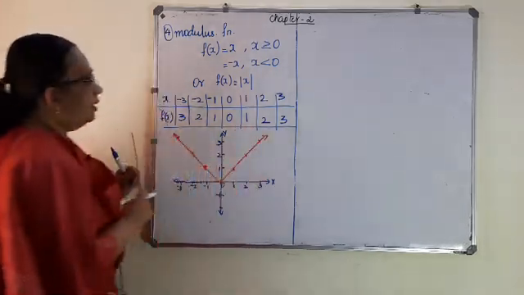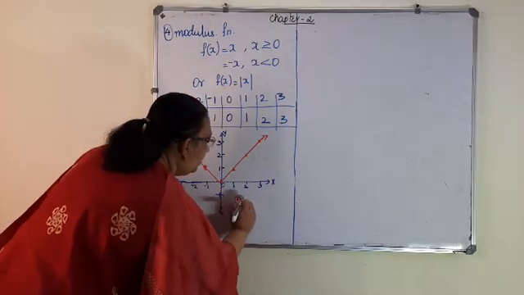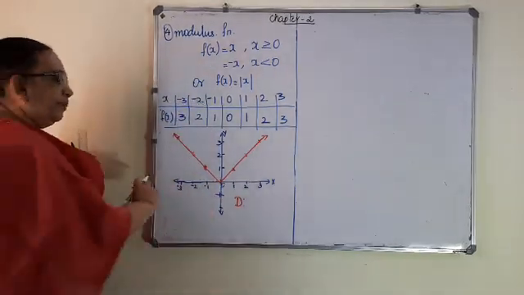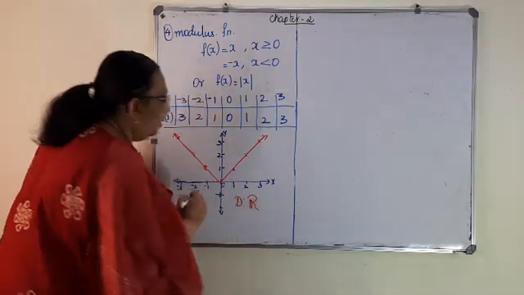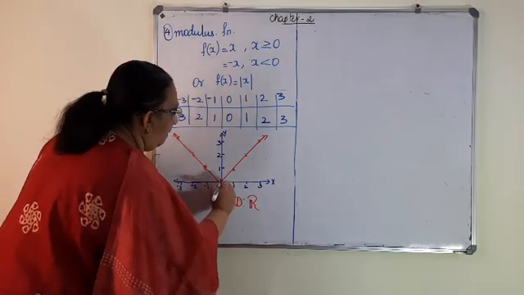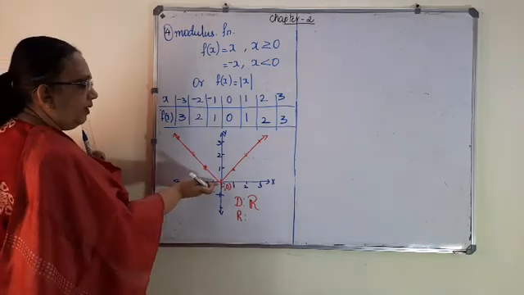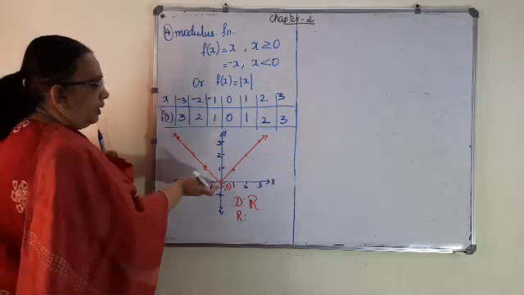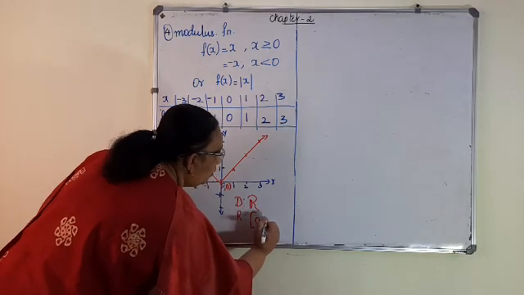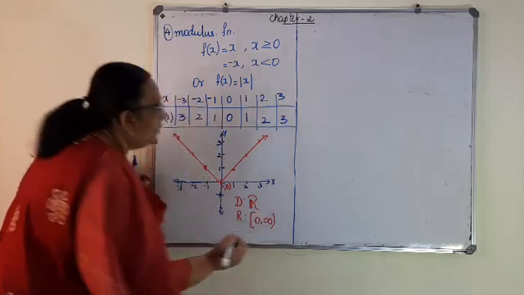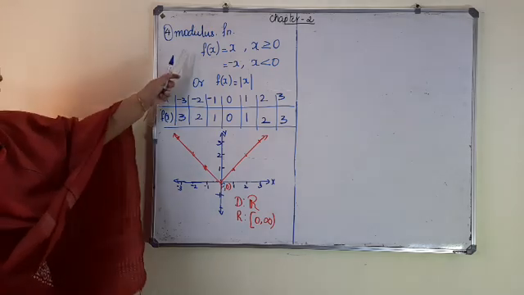This is a modulus function graph. Now, what about the domain of the graph? Domain is always on the x-axis. You can take all real numbers. What about the range of the graph? It starts from here on the y-axis, so it includes all values from 0 up to positive infinity. That will be the range of the modulus function graph.